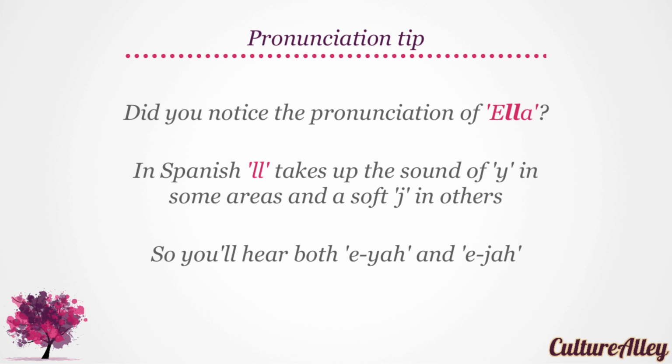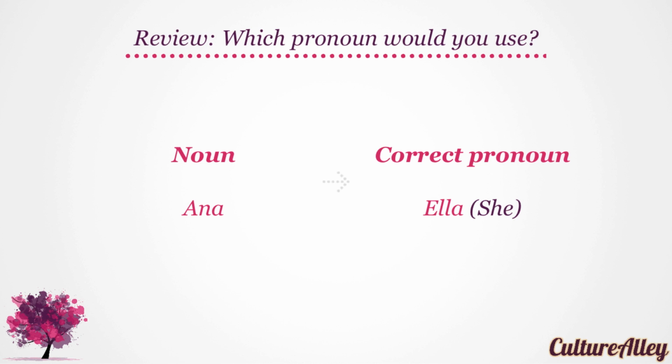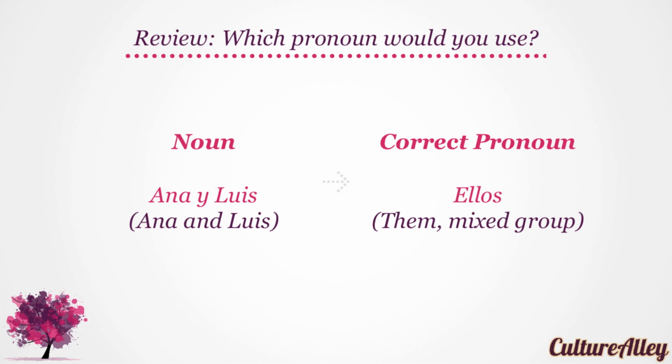Did you notice the pronunciation of ella? In Spanish, double L takes up the sound of Y in some areas and a soft J in others, so you'll hear both ella and ella. All right, let's review the forms of pronouns with some examples. The right pronoun for Anna would be ella, which means she in English. The pronoun to refer to Ana y Luis, which means Ana and Luis, will be ellos, because it is a mixed group.